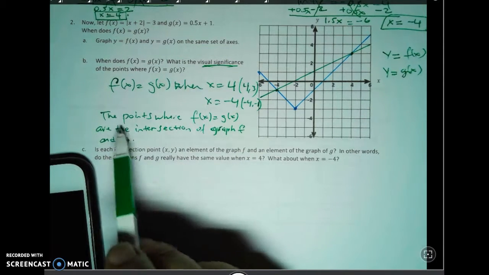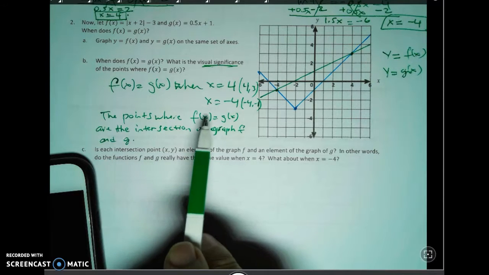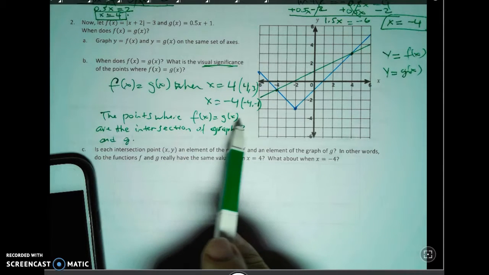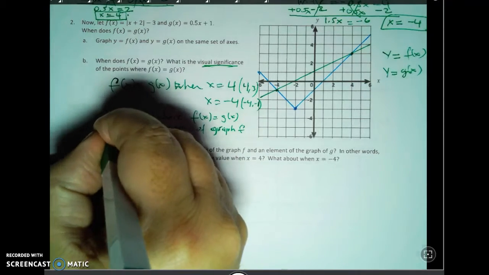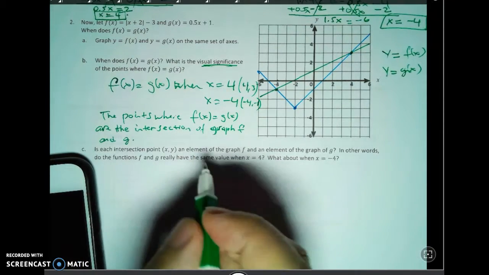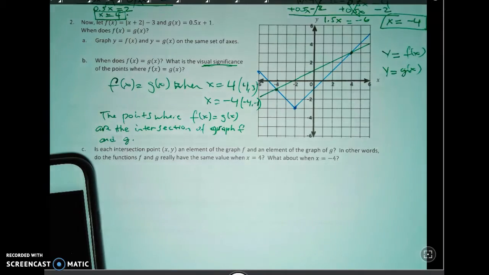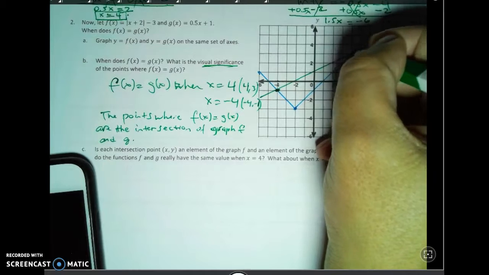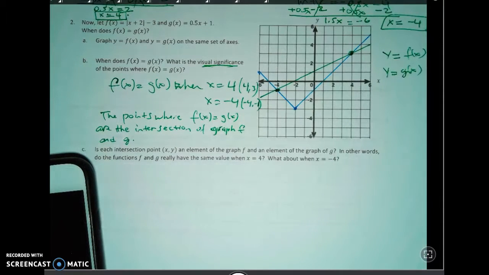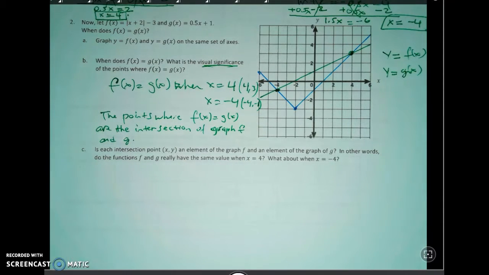So I just wrote down the points where the function f of x equals the function g of x. These are the intersection of the graph f and the graph g. You can clearly see that these are the 2 points where the 2 graphs meet. Now let's look at question C.